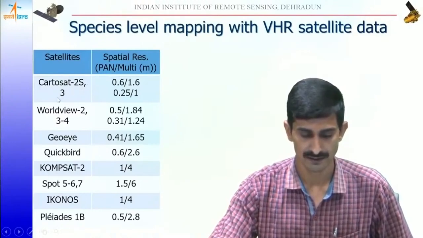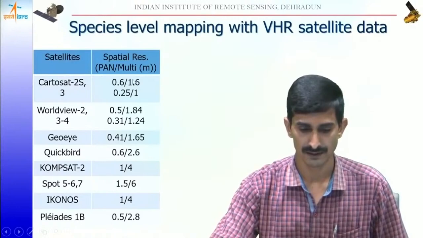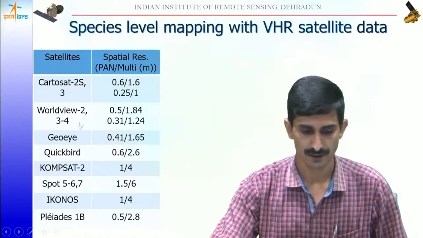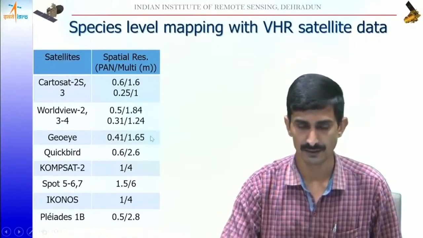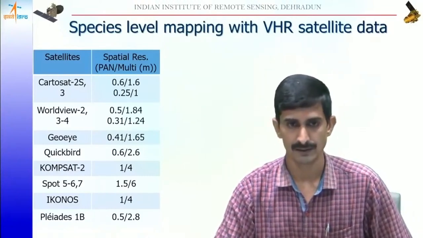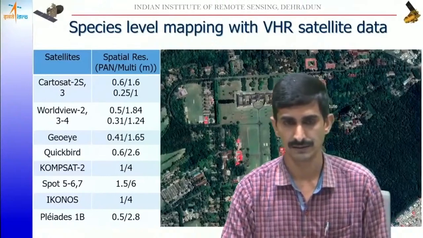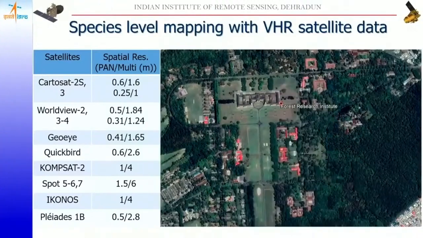That is the Cartosat, the Indian data with 1.6 meter multispectral data that we have, the WorldView-2, GeoEye, QuickBird. There are so many data sets available globally, and they are very important, as I discussed earlier, in the canopy or population level study of a particular species. So this is one example that we are familiar with.